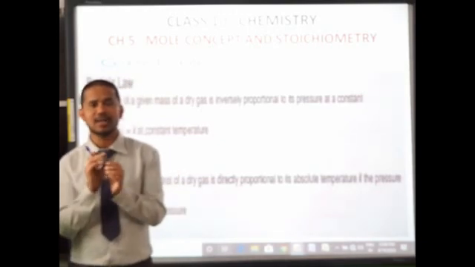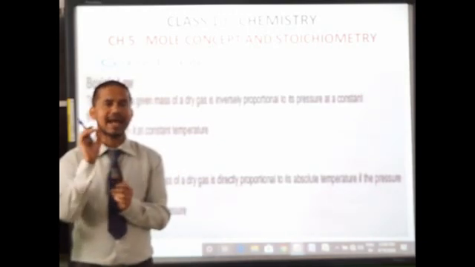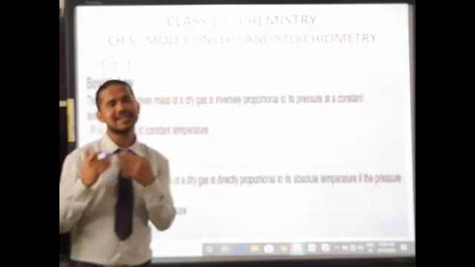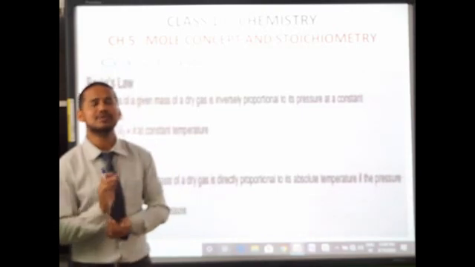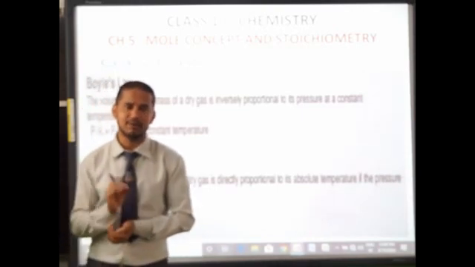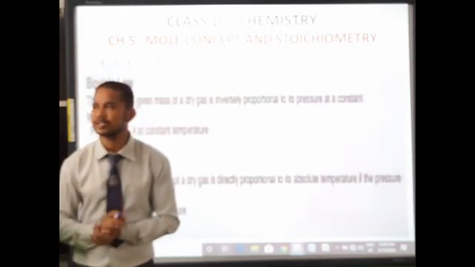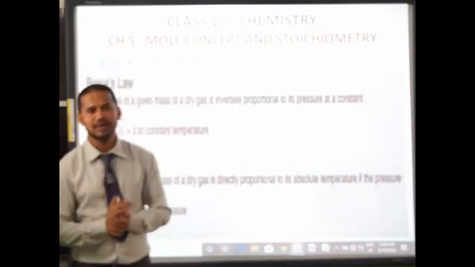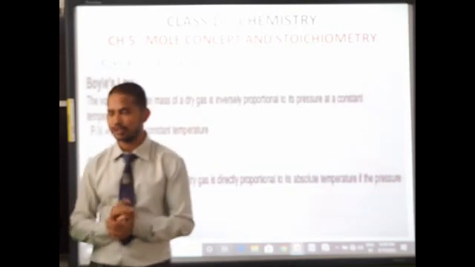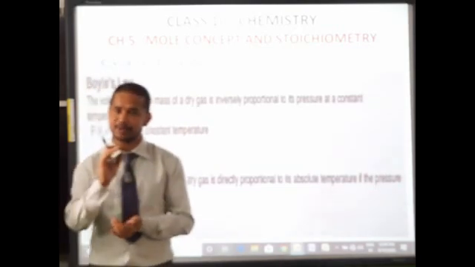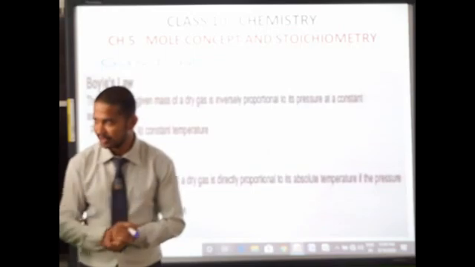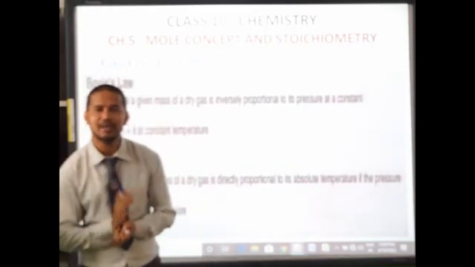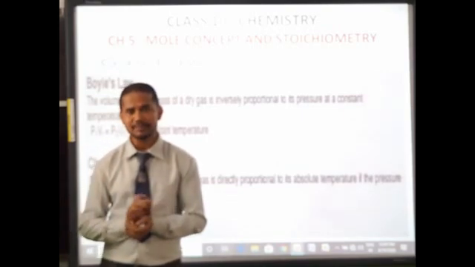Charles' law. In Charles' law, at constant pressure, volume is directly proportional to absolute temperature. The volume of a given mass of dry gas is directly proportional to its absolute temperature. So what is absolute temperature? Temperature expressed in Kelvin is absolute temperature.